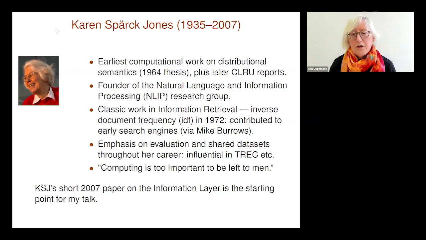But her earliest computational work was actually on what we call distributional semantics, which is the ancestor of language models and large language models. And so her 64 thesis plus later CLRU reports, Cambridge Language Research Unit, I'll mention that a bit more in a second. Those were absolutely foundational in this area. And that's something where I won't really talk about that today, but that connection has been unfortunately somewhat lost.